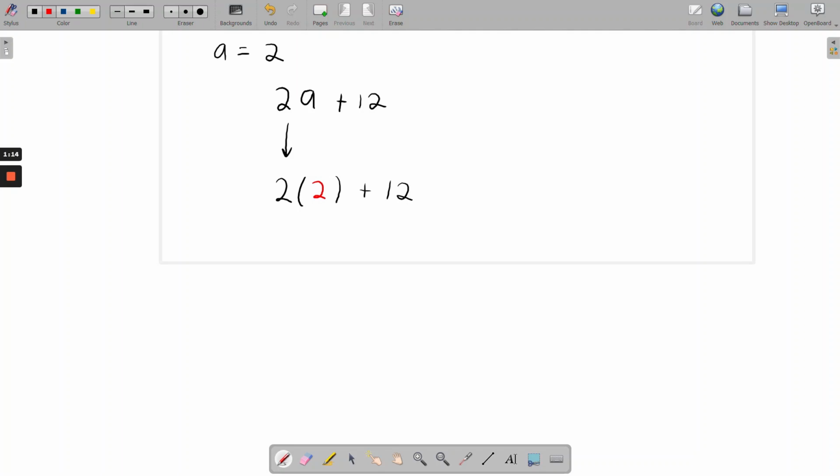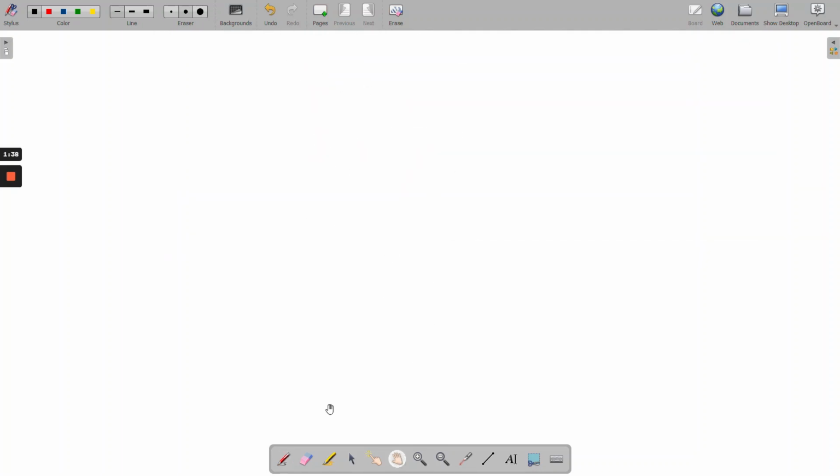And you can see where we have our a here, we're just going to replace that with 2. So we're going to have 2 times 2. We come down to our next line, we go equals, then we've got 2 by 2 is going to give us 4 plus 12, and then this is going to be equal to 16. So now we'll try something with 2 variables in it.